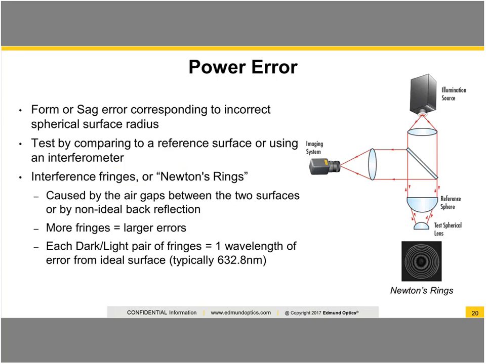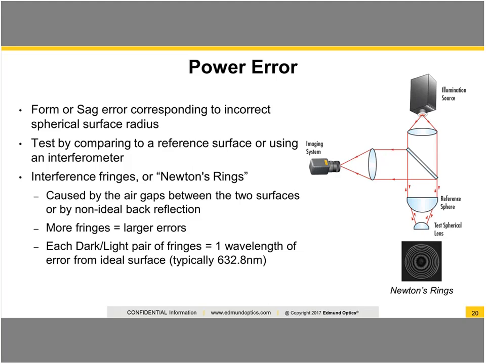Power error is either form or sag error corresponding to the incorrect radius being applied to the spherical surface. We can test that by comparing the lens that we manufacture to a reference surface or by using an interferometer. In either one of those cases, any difference between the ideal spherical surface and the manufactured spherical surface will create an interference pattern, which is also sometimes called Newton's rings.